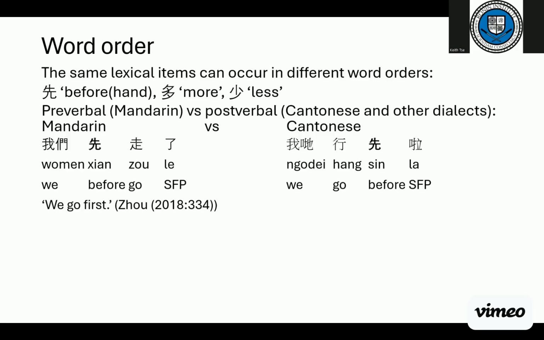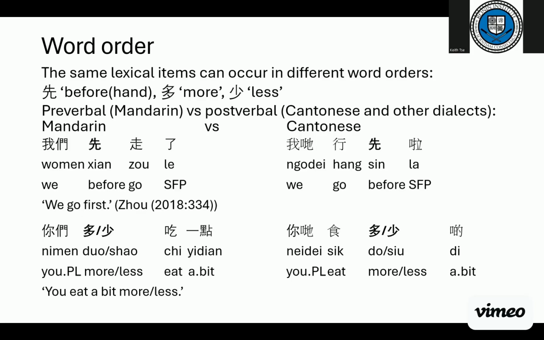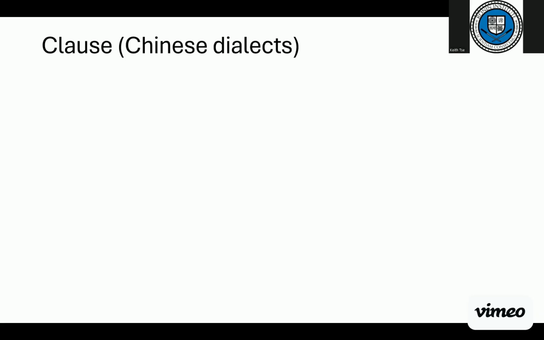我们先走了 versus 我哋行先啦. Similarly with 多 and 少, in Mandarin we would say 你们多吃一点 或者少吃一点呢. Whereas in Cantonese, we would put 多 and 少 after the verb. 你哋食少啲, 你哋食多啲, etc. So in Mandarin, we put these adverbs before the verb, whereas in Cantonese, we put them after the verb. Now, there's a little bit more to this story.